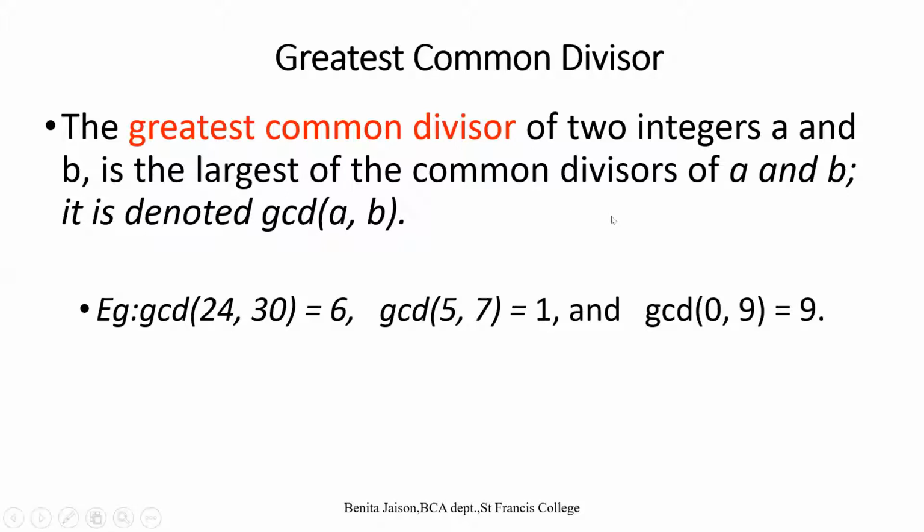The greatest common divisor of two integers is the largest of the common divisors of A and B. Suppose the two integers, we are naming it as A and B. So what is the meaning of greatest common divisor? Largest of the common divisors of A and B. And it is denoted as GCD of A comma B, right?